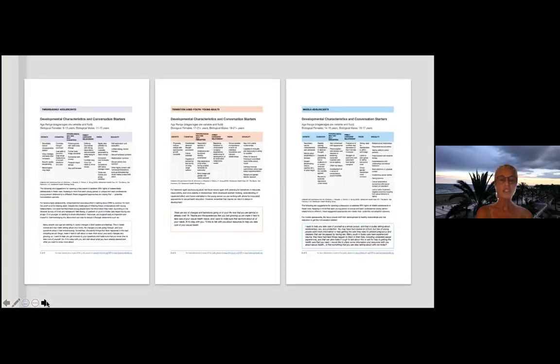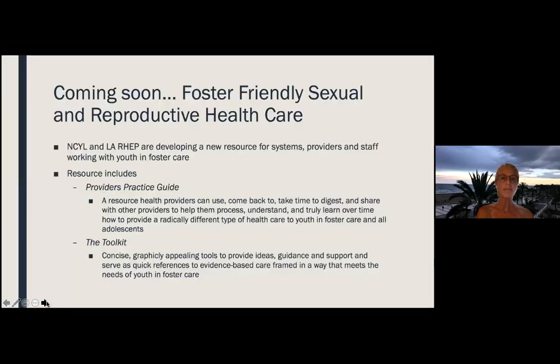And this is a slide, information sheets that we developed with LA Rep, that give the developmental characteristics and some conversation starters around sexual and reproductive health for early adolescents or tweens, transition aged youth and young adults. I'm sorry, these are out of order, and middle adolescents. So this is something that you can access and look at.